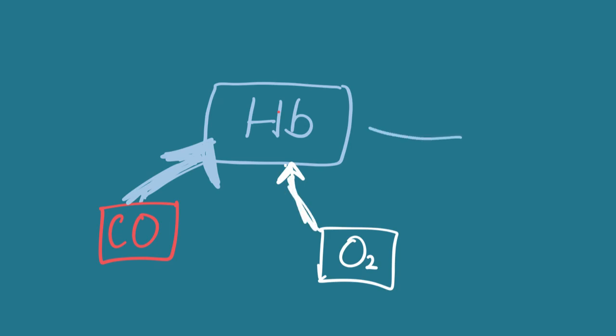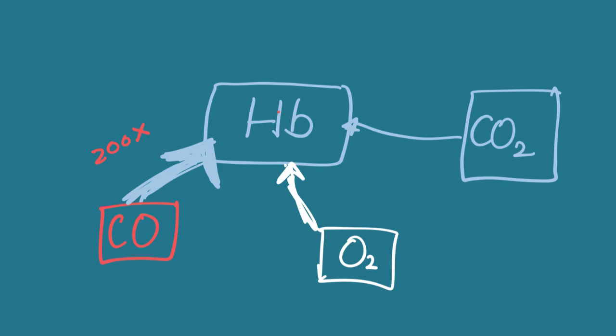Hemoglobin normally binds to oxygen. It also binds to carbon dioxide, but it has the highest affinity for carbon monoxide. Carbon monoxide binds 200 times more tightly to hemoglobin than oxygen. As a result, you can die of carbon monoxide poisoning, which is why we have carbon monoxide sensors in our apartments, because if carbon monoxide finds hemoglobin, there is no hope. Oxygen can no longer bind to hemoglobin and death can result.